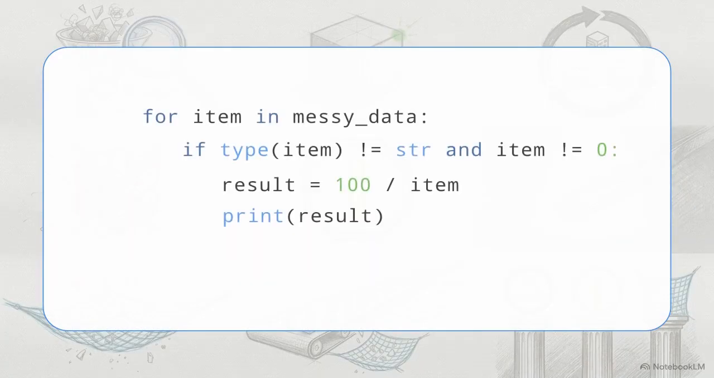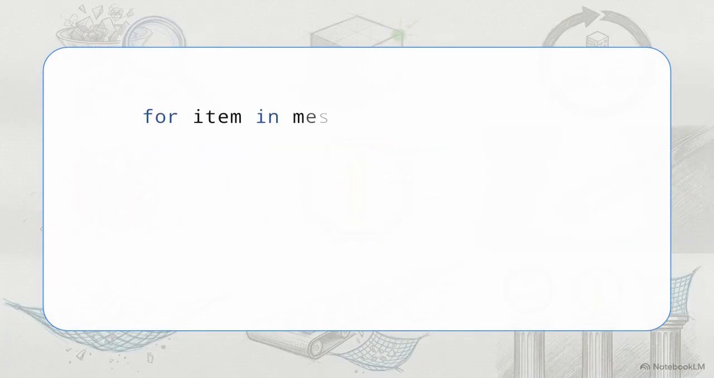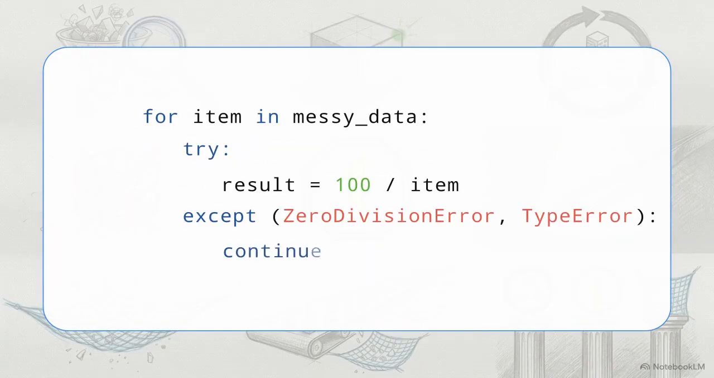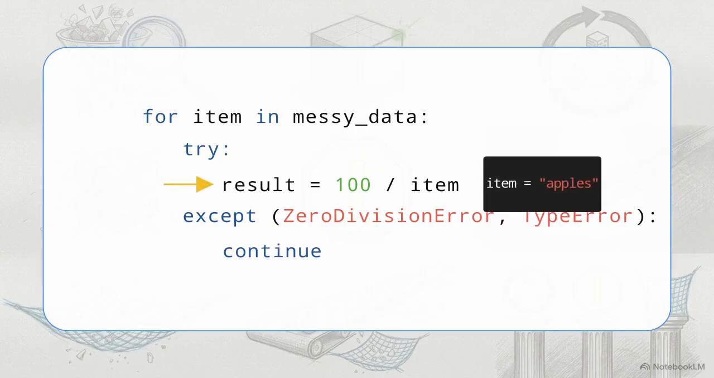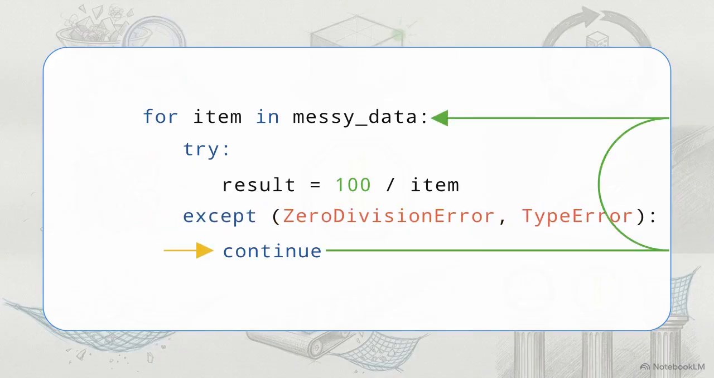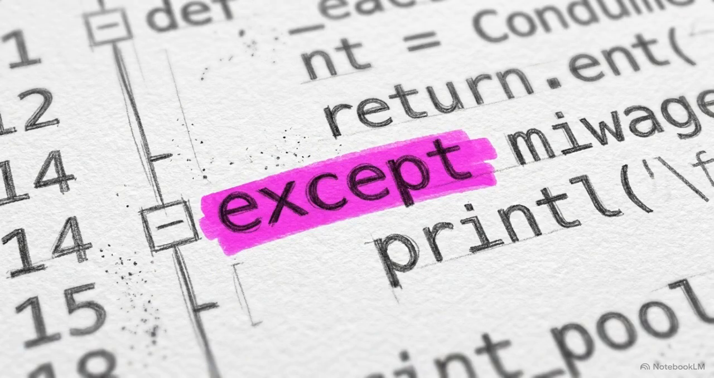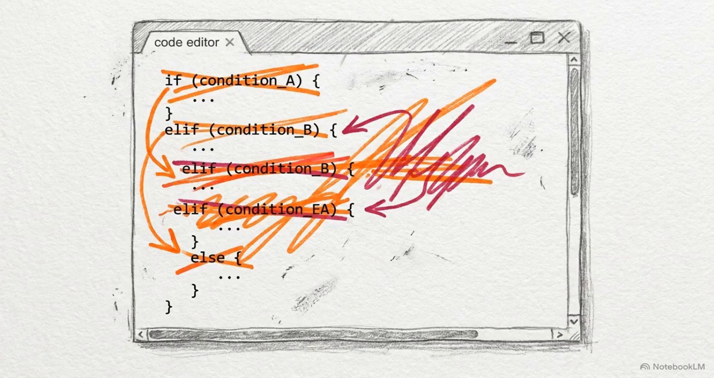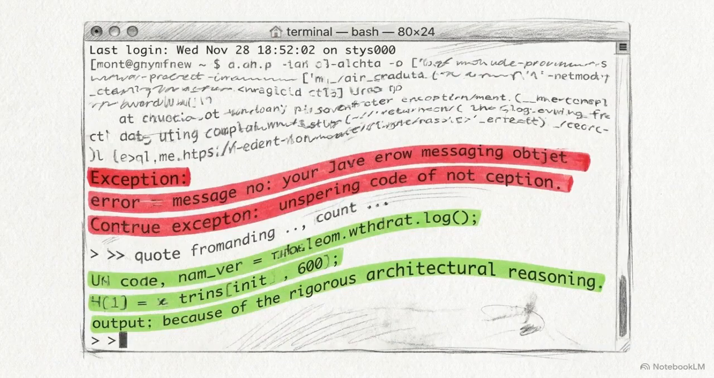Watch how this simplifies the script. We place our division inside a try block. If the item is a 0 or a string, the math fails and execution immediately falls to our except block. Here, we specifically catch the zero division error and type error, instructing the loop to simply continue to the next item. By treating anomalies as exceptions, you eliminate preventative logic. The code runs faster and skips messy items.